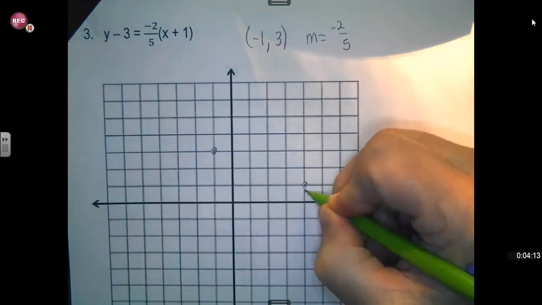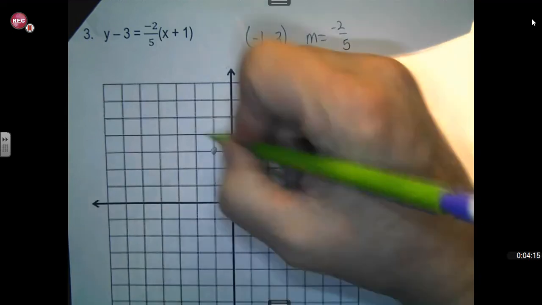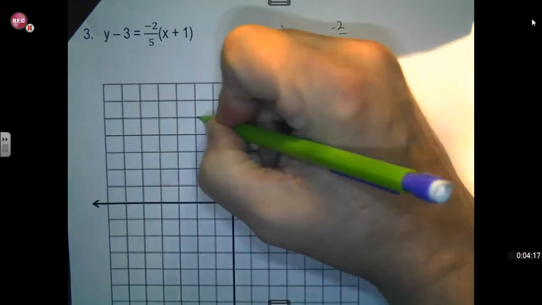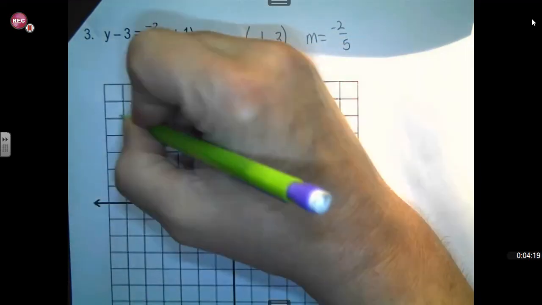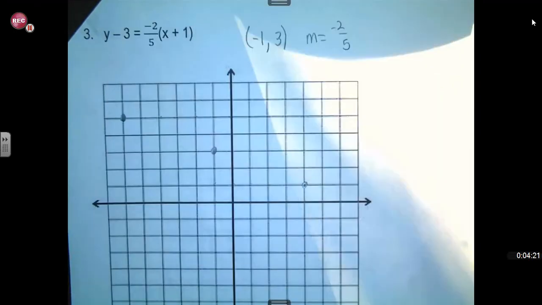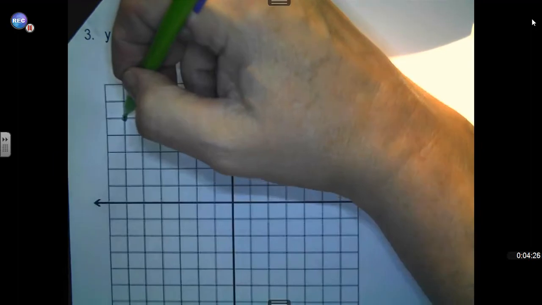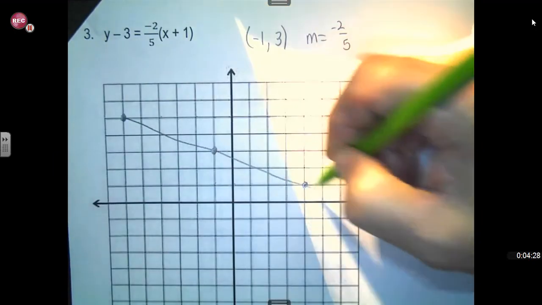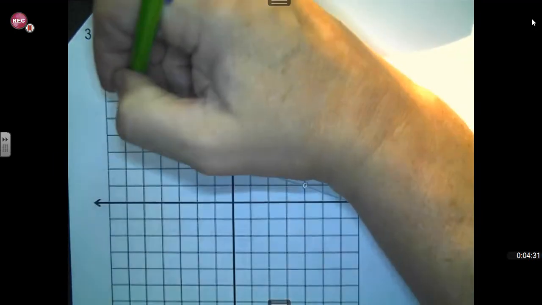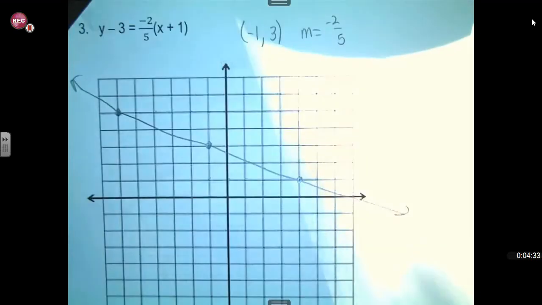Again, I could rise negative 2 and run 5. I could also rise positive 2 and run negative 5. Okay, it puts me way out there. I should have just stuck with 2 points, but nope, not very good. So anyway, there's that line.